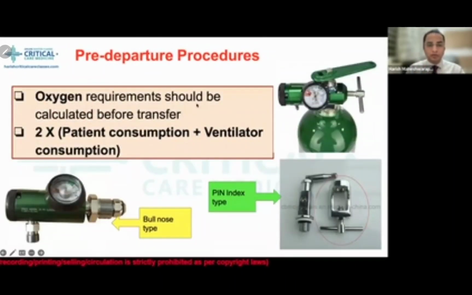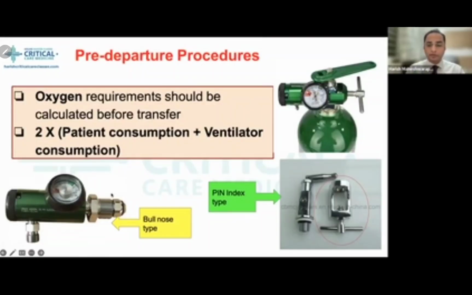Oxygen requirement should be calculated before transfer. Remember, it should be twice the patient consumption plus ventilator consumption. That should be the available oxygen source when you consider transferring a particular patient. It means double the requirement should be there. If you need one cylinder for the entire process, you should have two cylinders. That is very, very important.